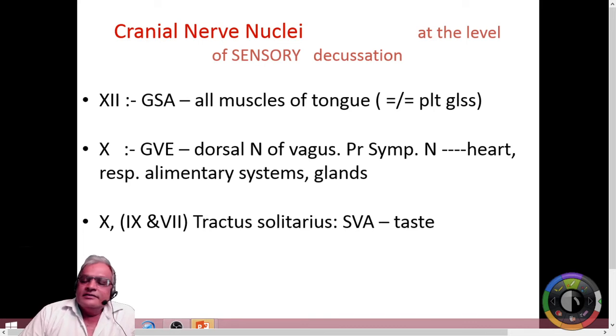Don't forget to correct this. 12 is general somatic efferent.